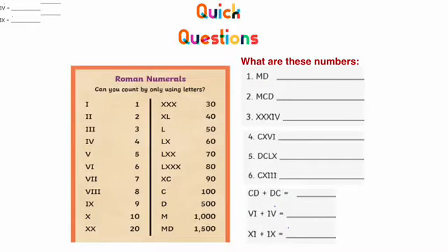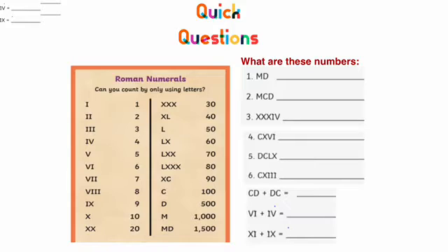Right, on your left, you should be able to see a Roman numerals table, which will tell you what individual Roman numerals are, such as 1, 2, 3, 4, 5, and so on. On your right-hand side, the first couple of questions just ask you to convert those Roman numerals into numbers. So for example, MD, look on the chart and see if you can work out what it is.